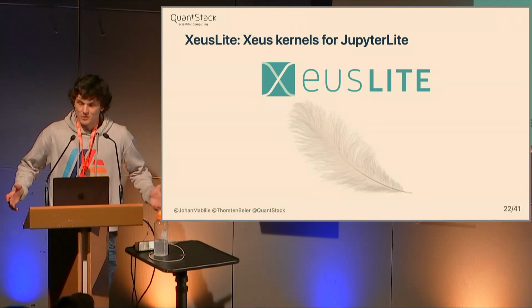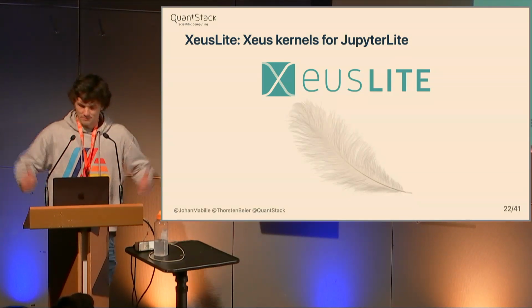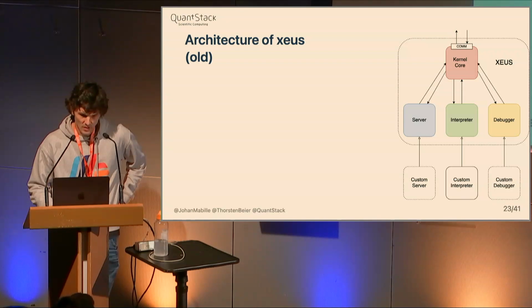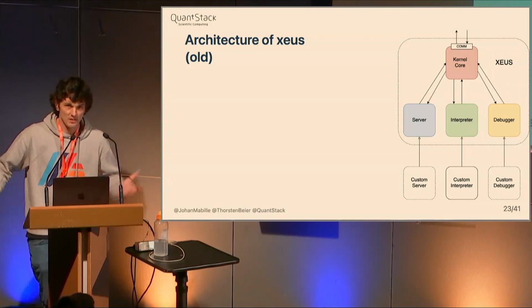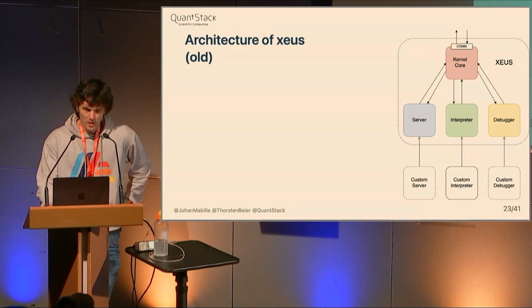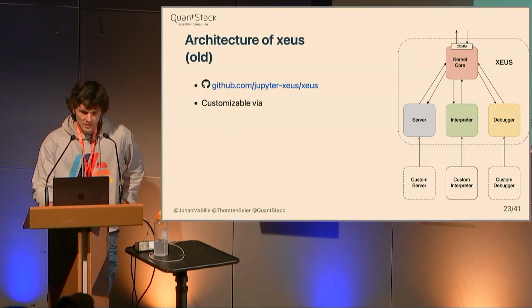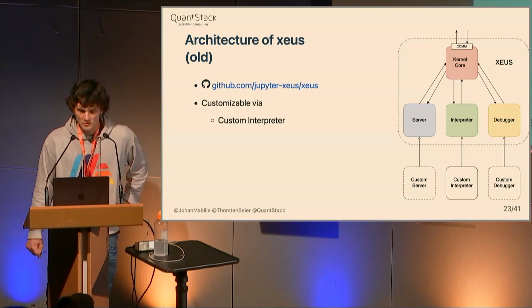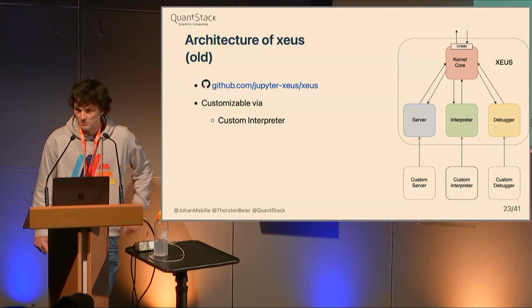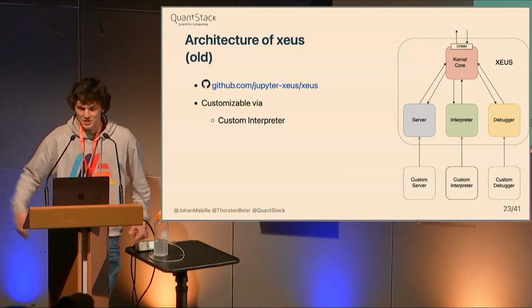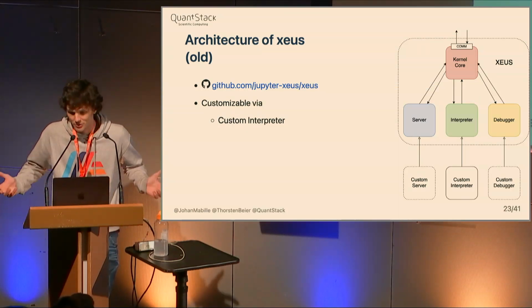So Xeus in the browser, we call that JupyterLite. And let's first discuss a bit the old architecture of Xeus. So here's again the GitHub of Xeus. So Xeus is really customizable. So of course, you can write your own interpreter. That's the main customization people will look at when they want to write their kernel.